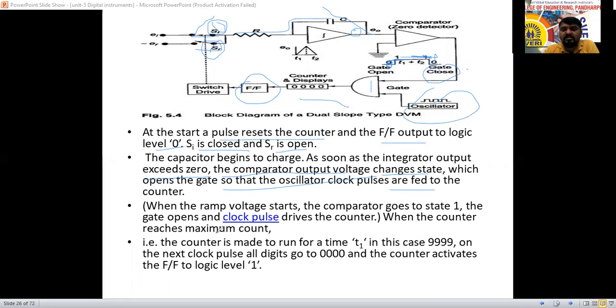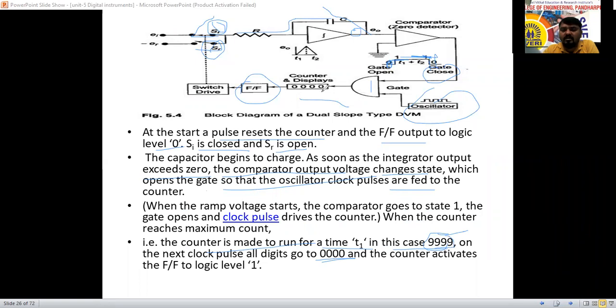When the counter reaches the maximum count, the counter is made to run for time T1, in case 9999 here now. These are the bit numbers we are going to call here now. On the next clock pulse after 9999, all the digits go to 0000 here now. This is minimum, this is maximum here now, and the counter activates the FF logic to level 1 here now.